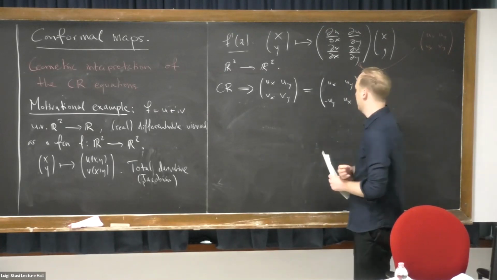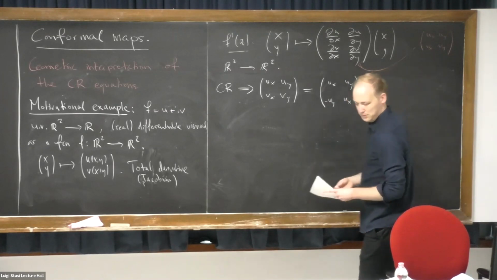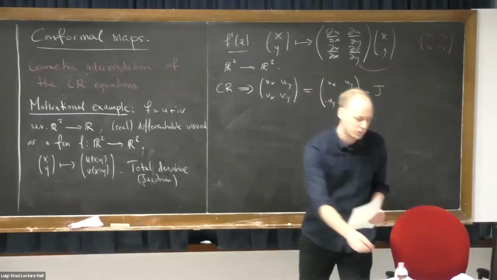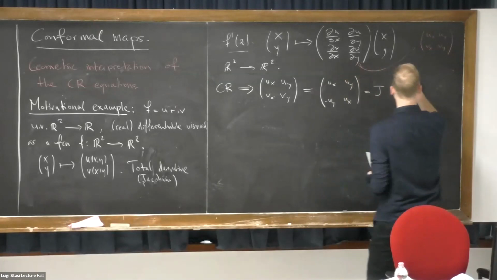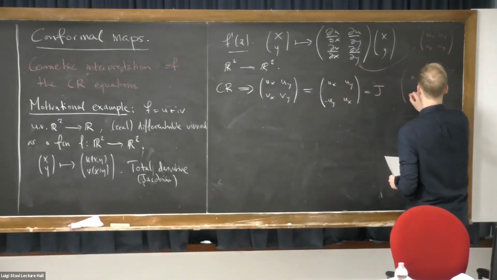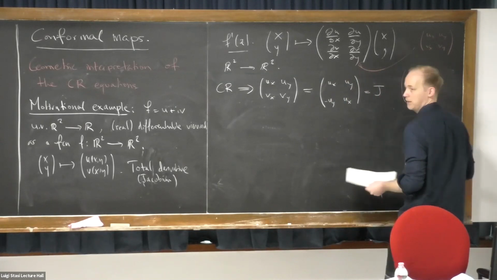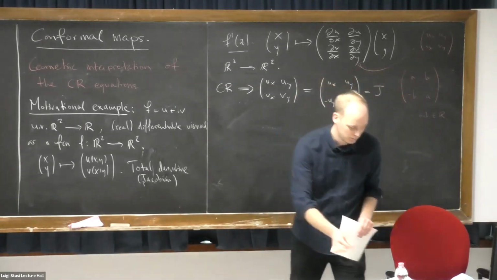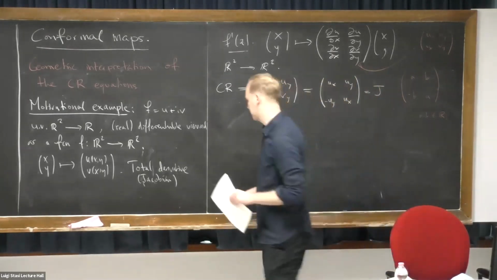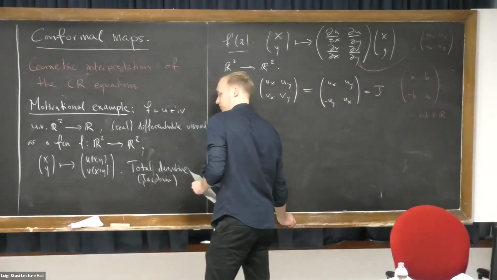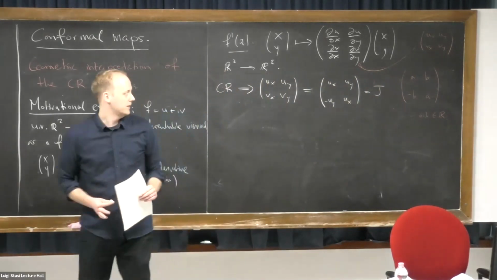Okay. So we note that this is of a very special form. It is of the form a, b, minus b, a, where a and b are real valued functions or real numbers. But at every point, our matrix will have this form. And what does this mean?